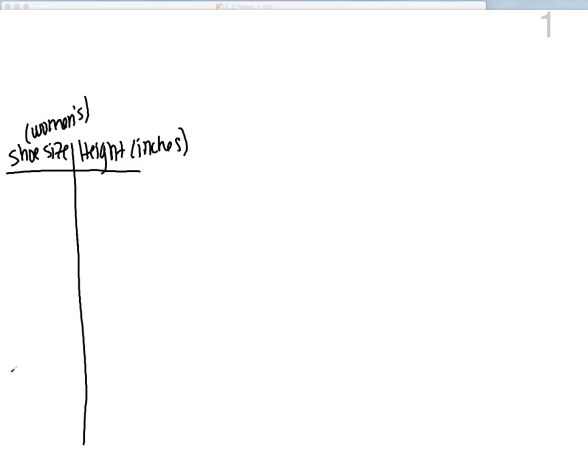Okay, so we're gonna look at your women's shoe size and then height. If you're a guy, whatever your shoe size is, you add 2. Ravi, what is your shoe size in women's? 13. And how tall are you in inches? That's a good question.